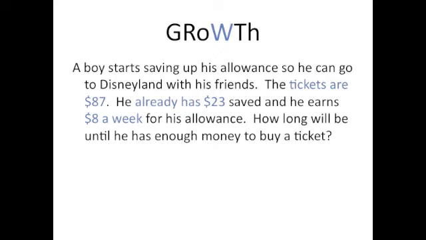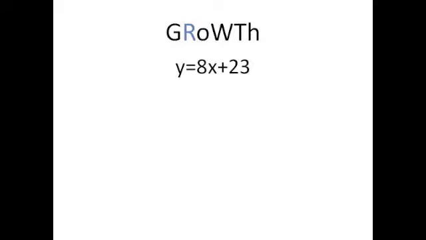So from this problem, you can pick out the important information. You are looking for how long it will take him until he has enough money to buy a ticket. So the important information would be that the tickets are $87, he already has $23, and he earns $8 a week. As we move on to rule, you can plug in all the information that you've gathered from the problem, which includes that he earns $8 a week, and that he already starts out with $23. Since 23 is the starting point, you would replace b with 23, meaning that 23 is the y-intercept. And you will replace m with 8, and 8 over 1 will be your slope.